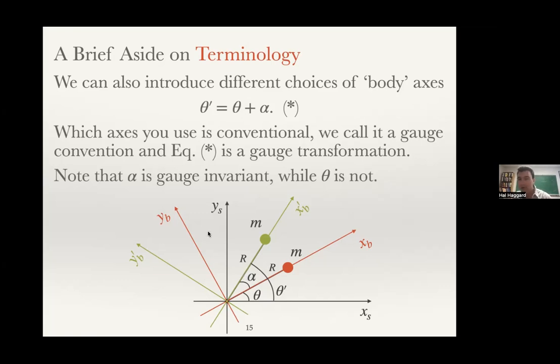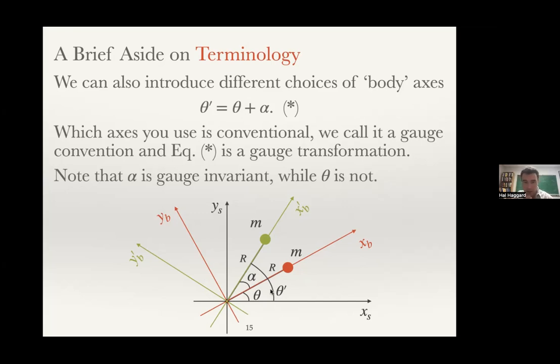But we could also do different things. We could choose the green axes, where the x-axis goes through the green mass. And the point is, you can do any of these things, and often it's useful to go from one to the other. And of course, when we go to the convention of the red body axes, then we have a different orientation coordinate.